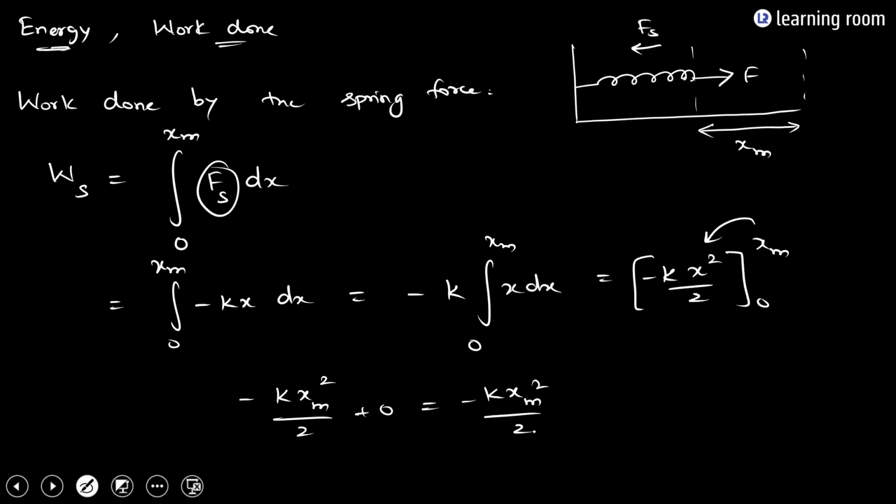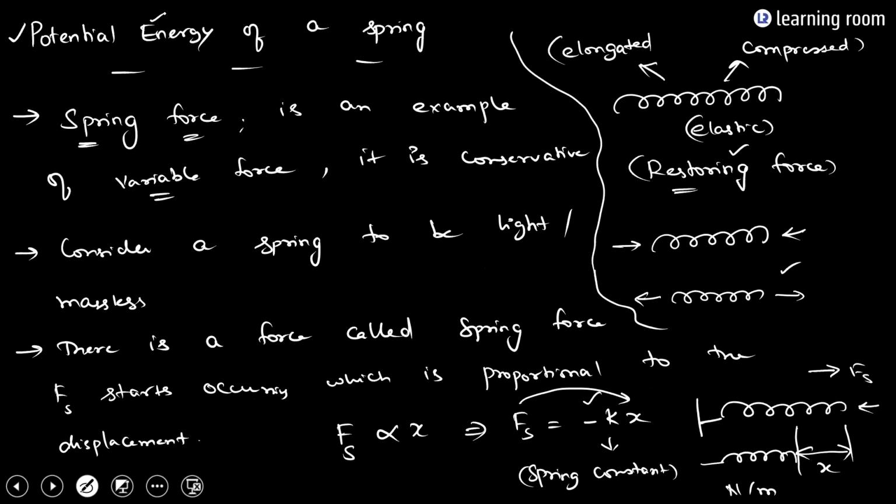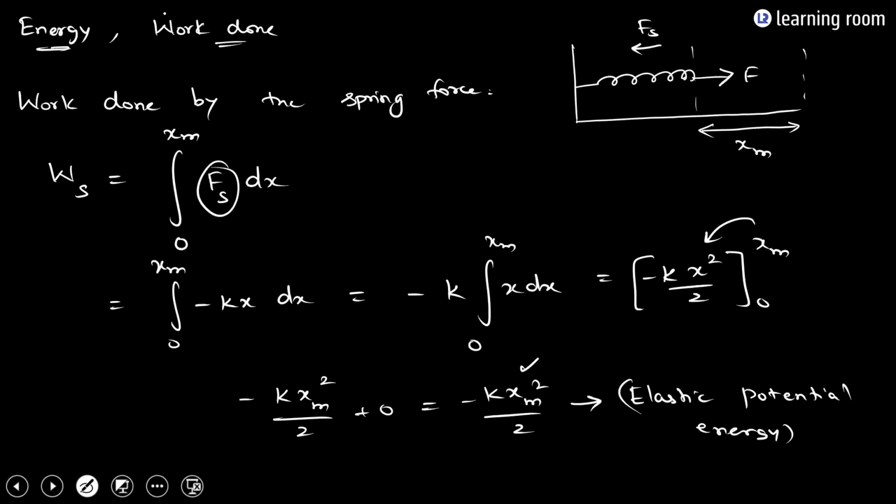And this is the work done by the spring force, which will start appearing in the form of elastic potential energy. So the actual expression for elastic potential energy is K divided by 2 into xm square. This is the value of potential energy that is getting stored in the spring. Make a note of it.